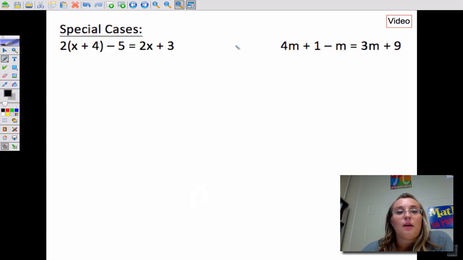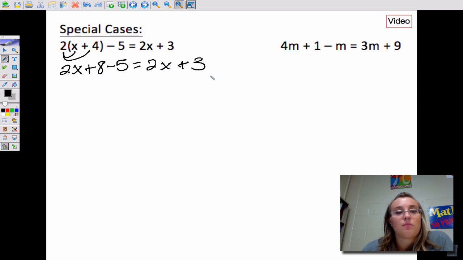Okay, now we need to talk about two special cases. So I'm going to go ahead and solve through these and show you what's going to happen. So starting with distributing, I don't need to justify in this case. Only justify your answers if we ask you to. Okay? Start by distributing. I get 2x plus 8 minus 5 equals 2x plus 3. I'm going to combine like terms on each side first. So in this case, the only like terms are 8 minus 5. So I'm going to get 2x plus 3 equals 2x plus 3.